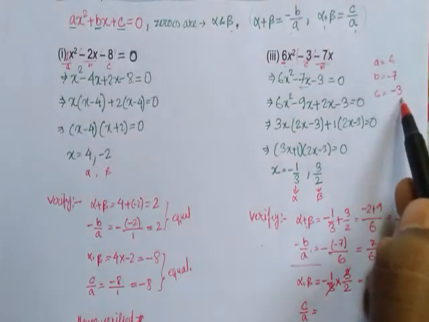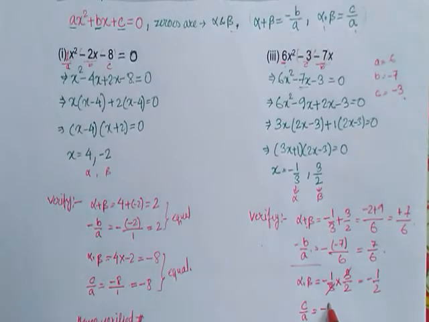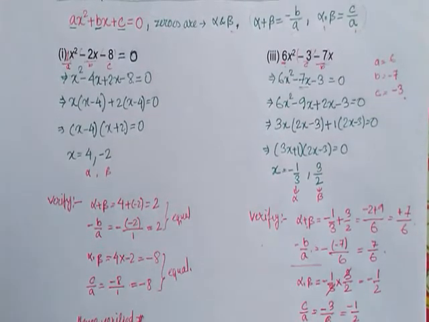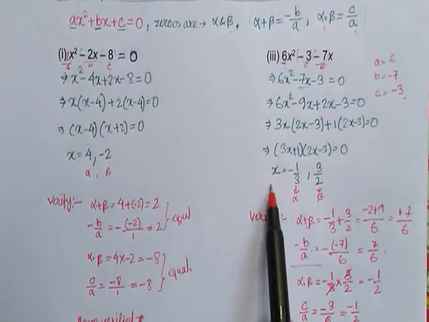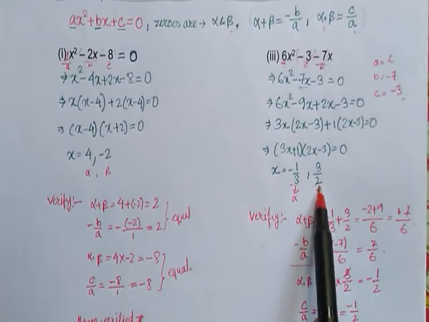Here c is minus 3 and a is 6, so minus 3 by 6, we can divide them to get minus 1 by 2. Therefore we can see that the second condition is also satisfied, as both left hand side and right hand side are equal to minus 1 by 2. Therefore this problem is also solved and verified with roots minus 1 by 3 and 3 by 2.